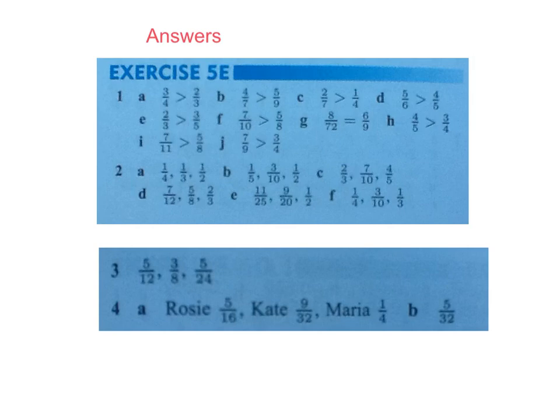These are the answers from exercise 5E. And just to remember, 1A, the answers there. That sign to the right is saying that 3/4 is greater than 2/3. It's a sign that you'll encounter throughout your mathematics career. 4/7 is greater than 5/9. 2/7 is greater than 1/4.